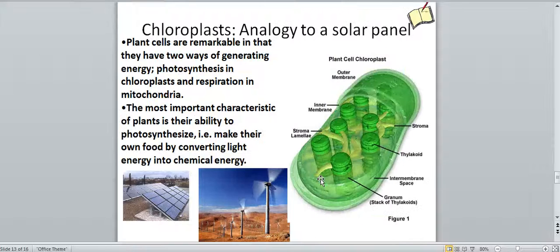May look familiar. If the cell is a city, and again we're talking about a plant cell, then the chloroplasts in the plant cells would possibly be like the solar panels, maybe on the tops of the roofs of the buildings or the houses, or maybe the renewable energy from the fans.